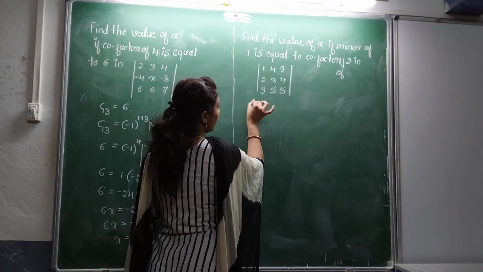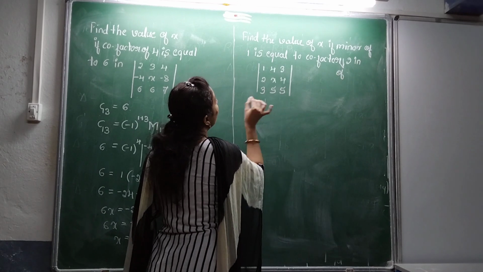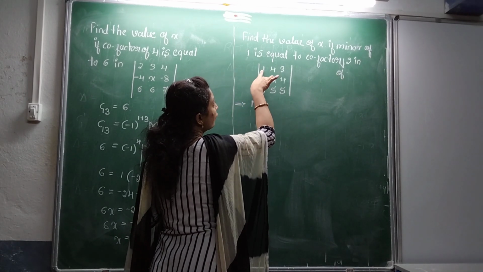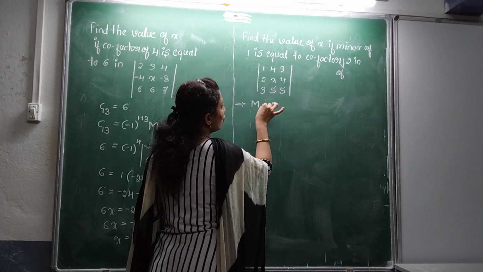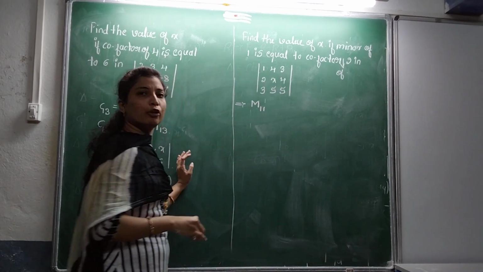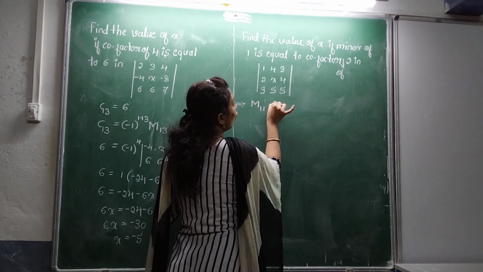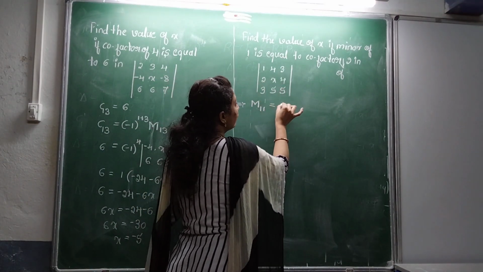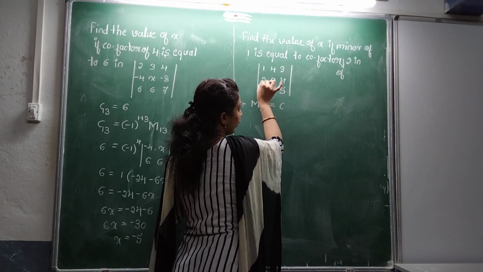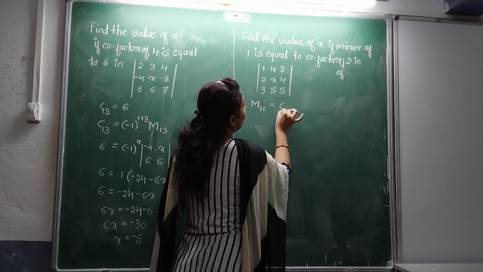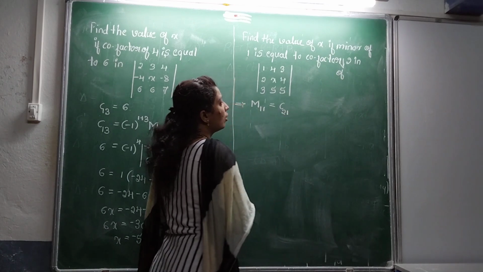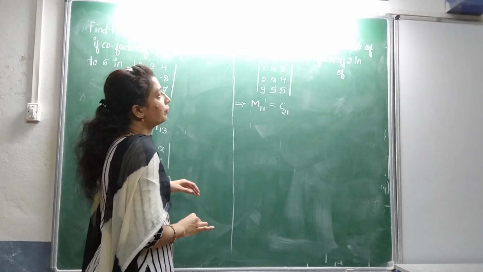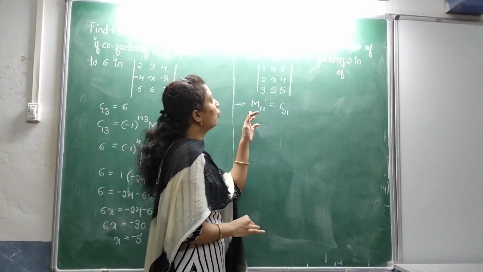So we write it as the solution. The minor of 1 means element 1 is in the first row, first column, that is M11, which is equal to the cofactor of 2. The cofactor of 2 can be written with the second row, first column. M11 is equal to C21.